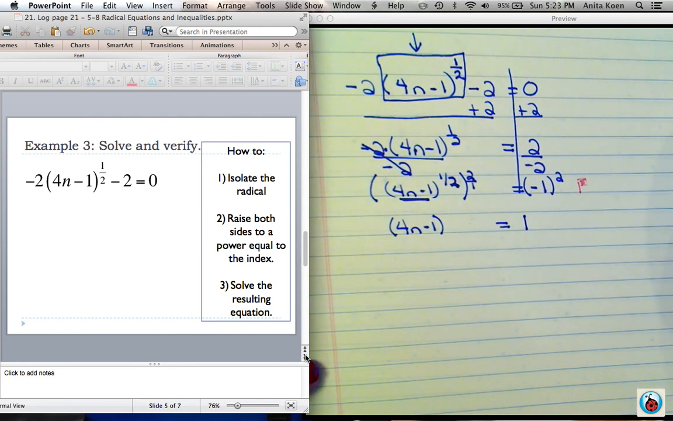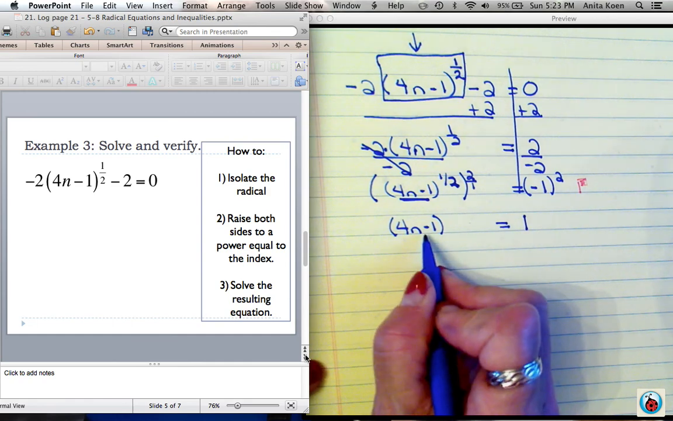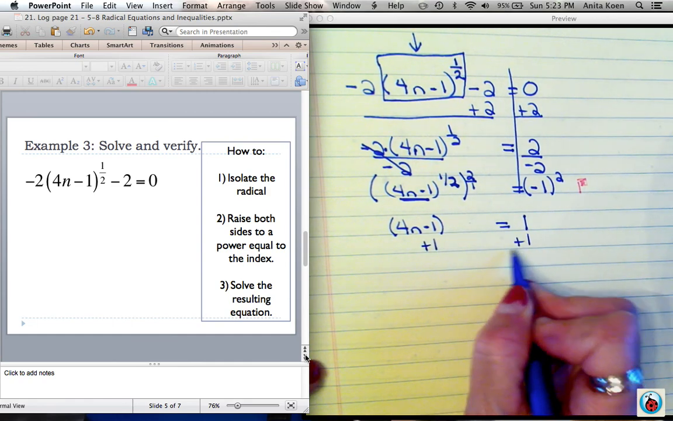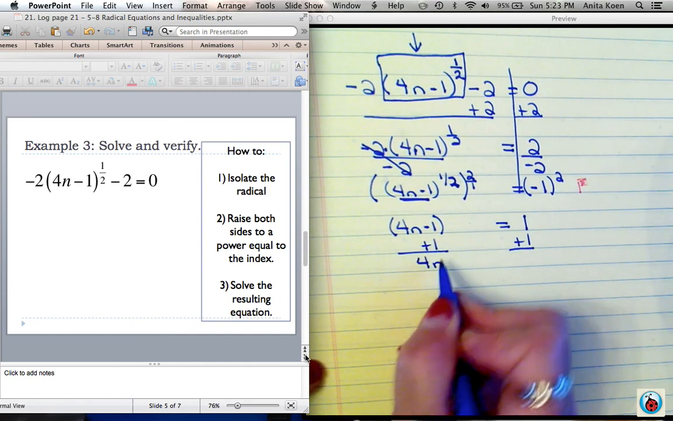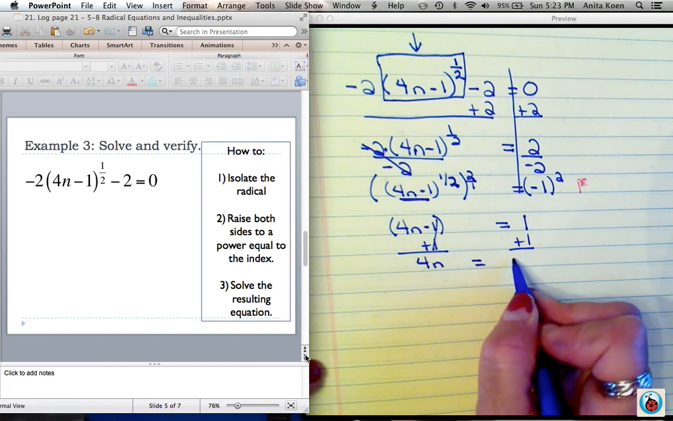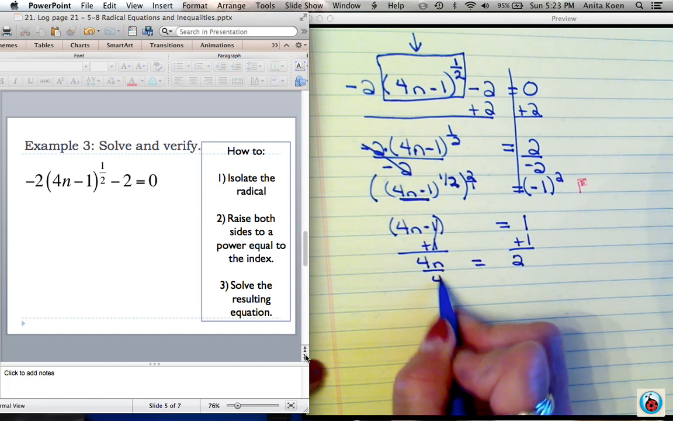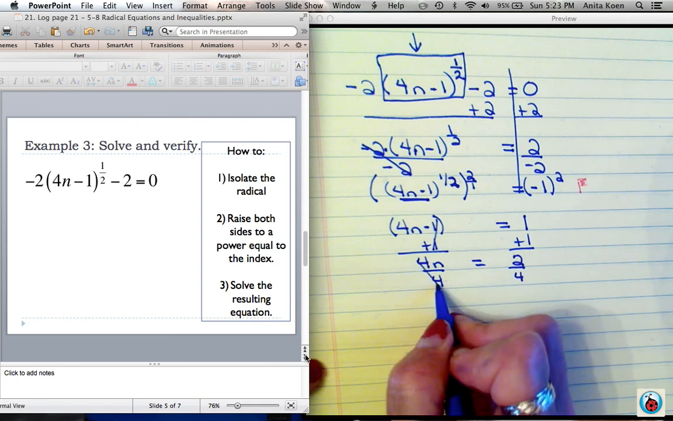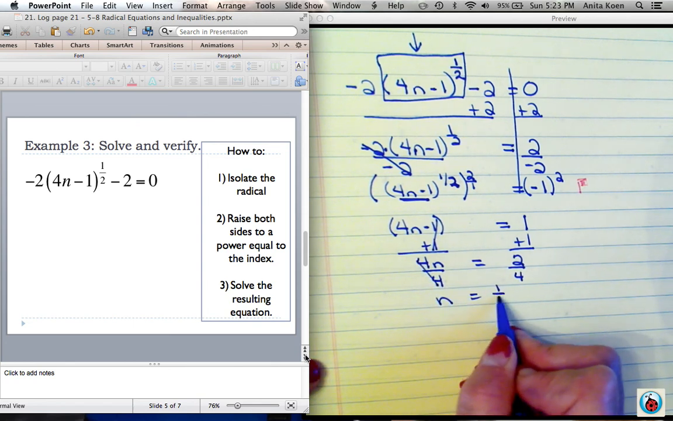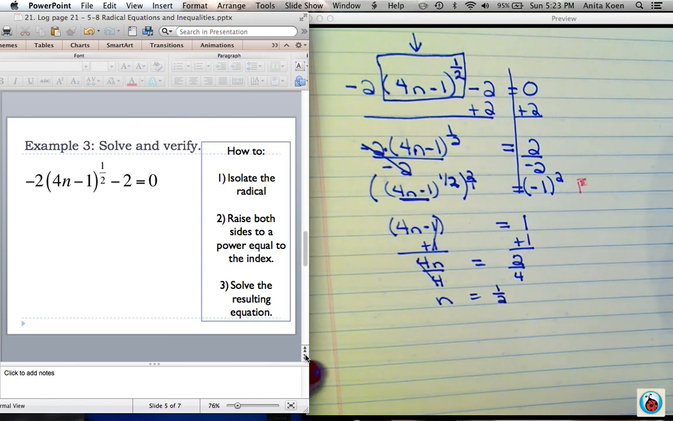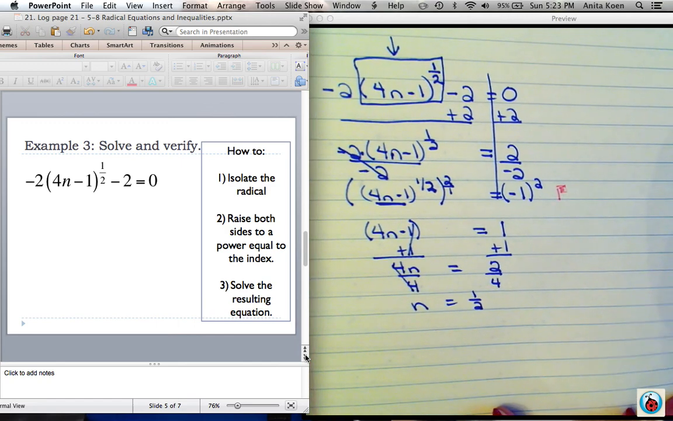And now I'm going to solve the resulting equation. Well, I've got to add 1. So I get 4n, because that's 0, equals 2. And then I divide by 4. N equals 1/2. Now what I need to do is verify that this is the correct answer.